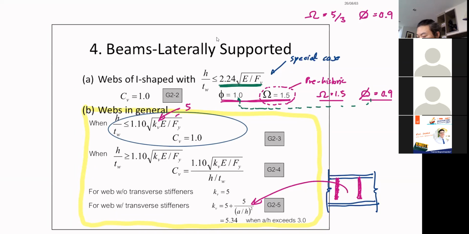You can multiply this into this, and this limit comes out to be around 2.45 square root E over Fy.